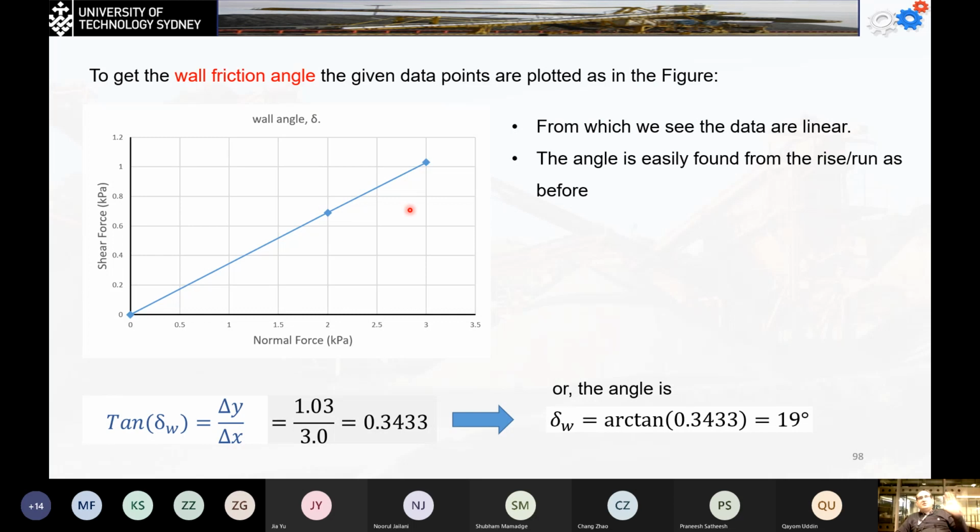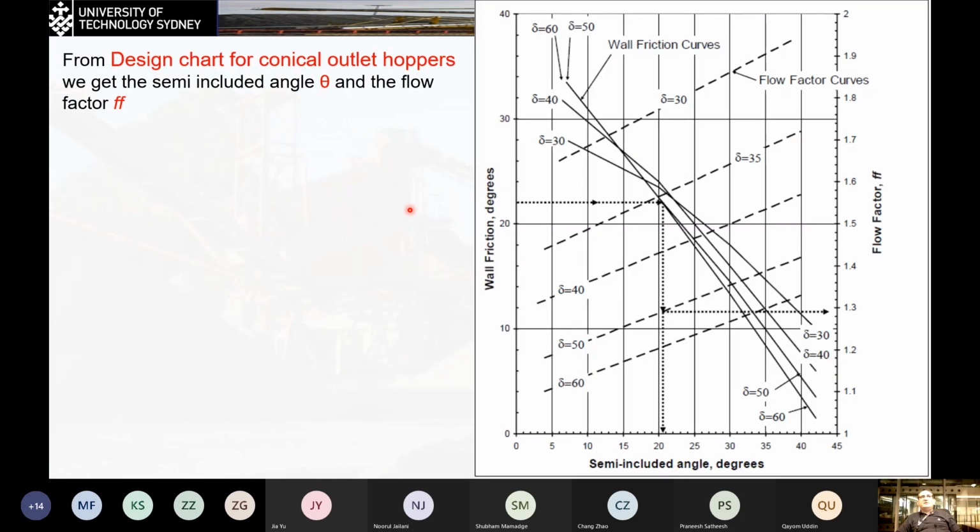Now I have 2 values: 19 degrees for the delta W and 30 degrees for the delta. Now I'm going to put them together and start to calculate the theta and the FF value. Now we're going to learn how to use this chart. For the design chart, I'm going to consider that it's going to be a conical outlet. Okay, and I'm going to do my calculation.